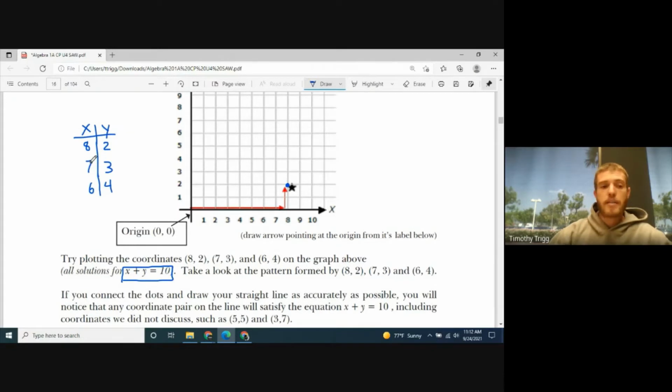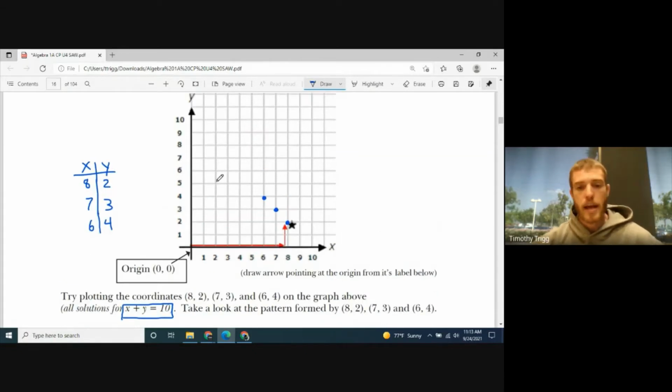Now let's graph the point (7, 3). On the x-axis, I go to 7. On the y-axis, I go to 3. So I go up 1, 2, 3. Now let's graph the last point, (6, 4): 6 on the x, 4 on the y.